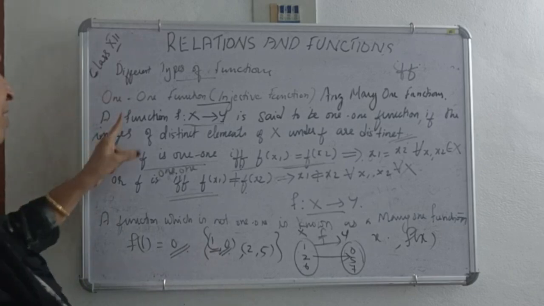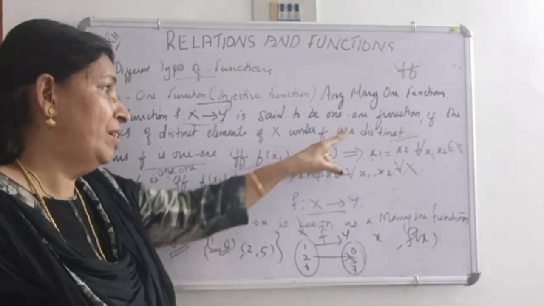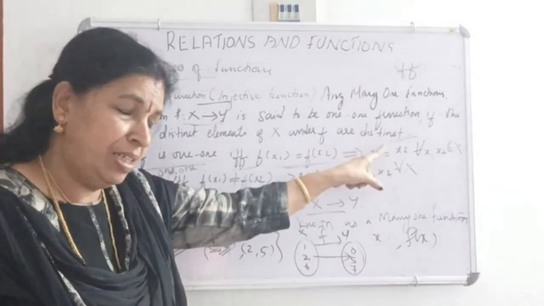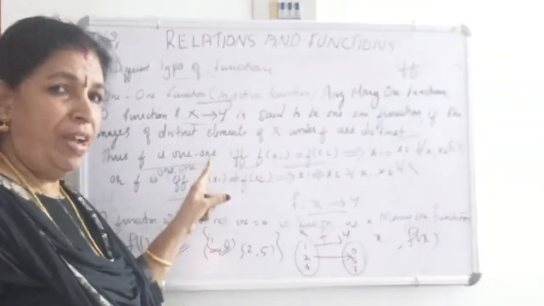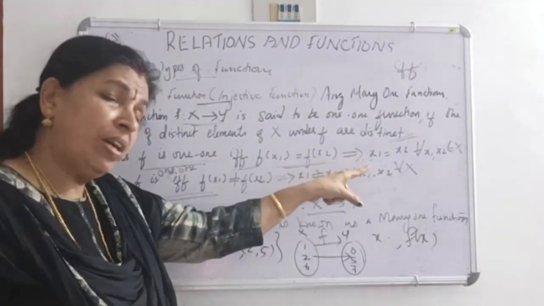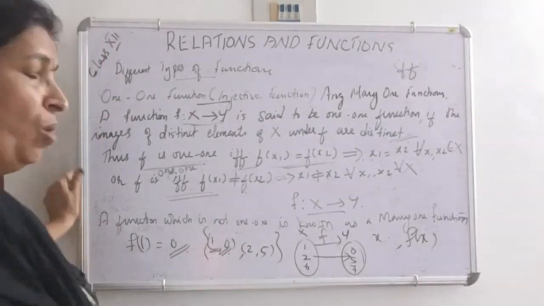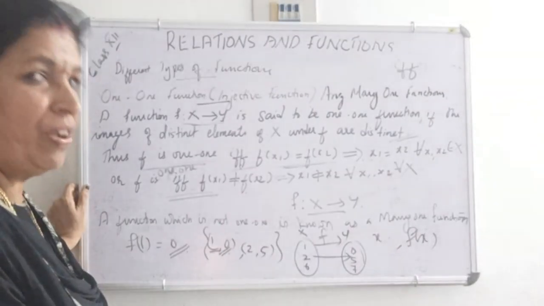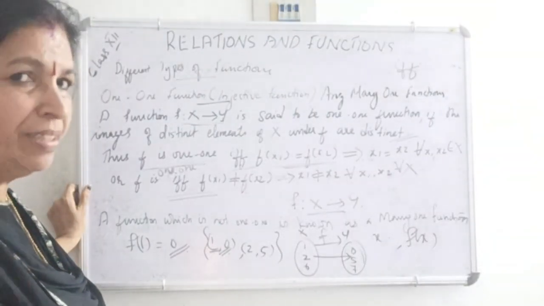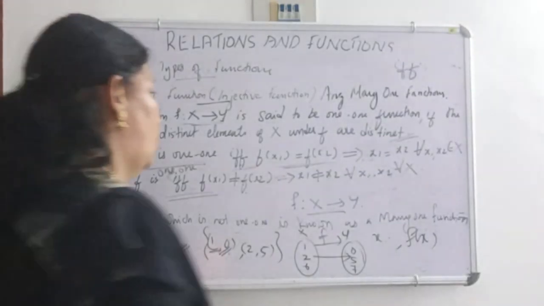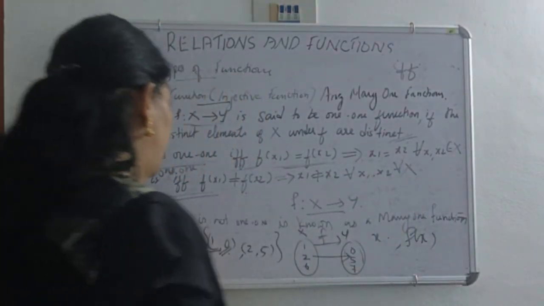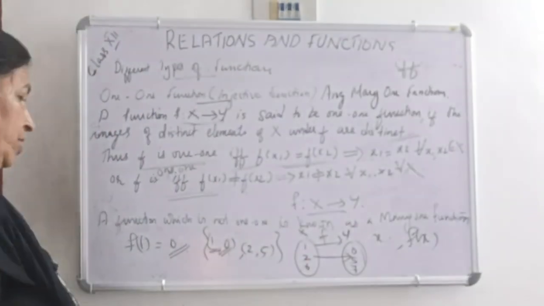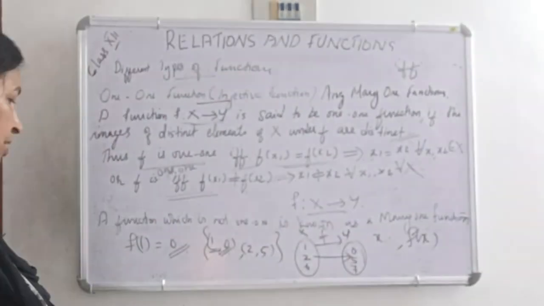A function f from X to Y is said to be 1-1 if the images of distinct elements of X under f are distinct. That is, f is 1-1 if and only if f(x1) equal to f(x2) for x1 equal to x2 for all x1, x2 element of X, or f is 1-1 if and only if f(x1) not equal to f(x2) implies x1 is not equal to x2 for all x1, x2 element of X. A function which is not 1-1 is known as a many-one function. 1-1 function or injective function.